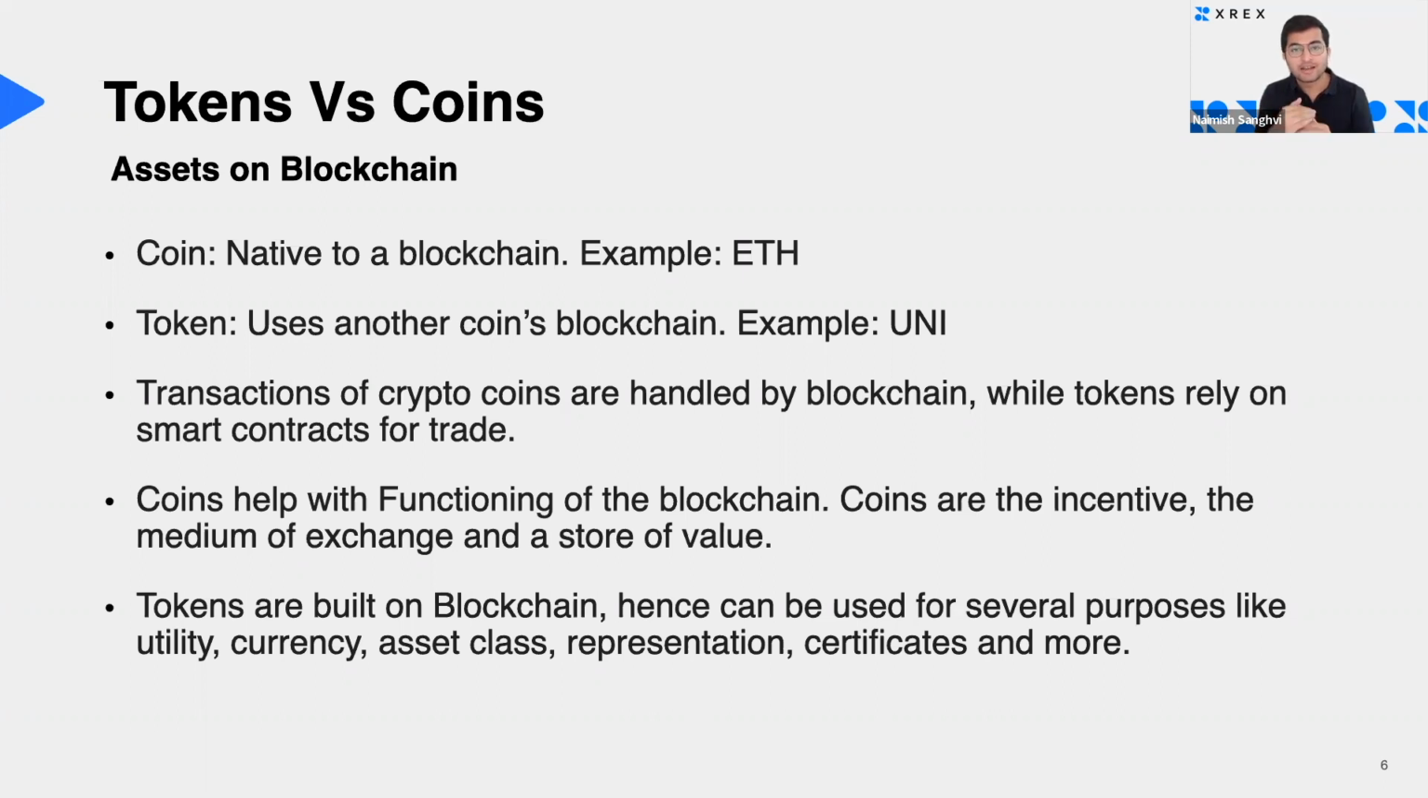But tokens are created on top of this blockchain using something called smart contracts. So the smart contracts on top of these blockchains essentially handle the transactions of tokens, while the transactions of the cryptocurrencies are done by the blockchain itself.